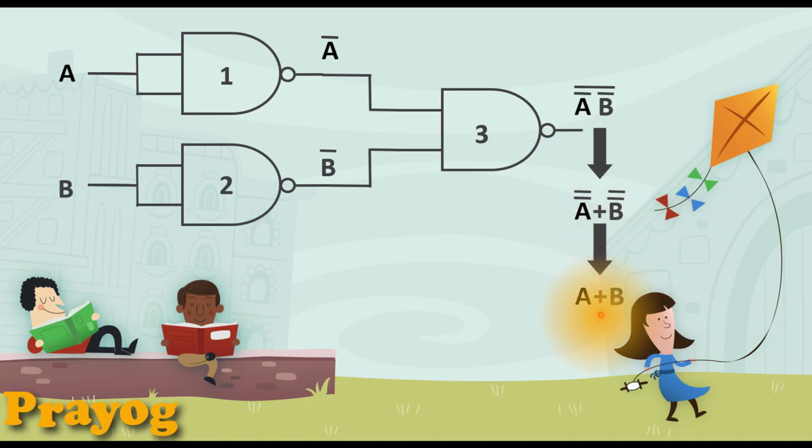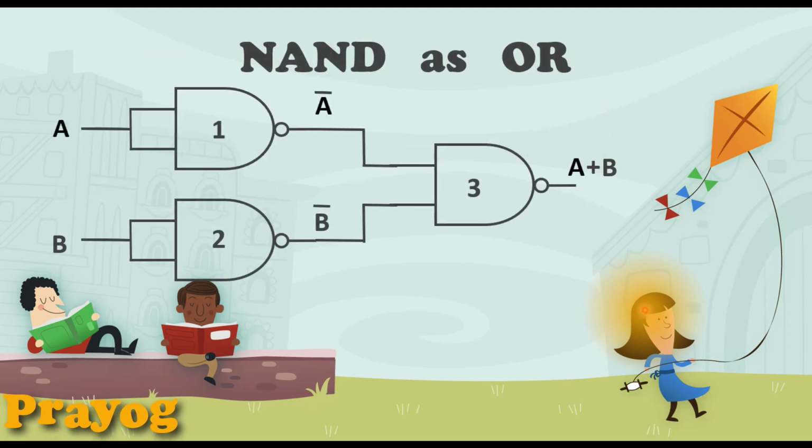That means finally we got the answer A plus B. You must be remembering the output of an OR gate is A plus B. So this shows that by using NAND gate, we can get the output of an OR gate. Like this, NAND is working as OR gate.